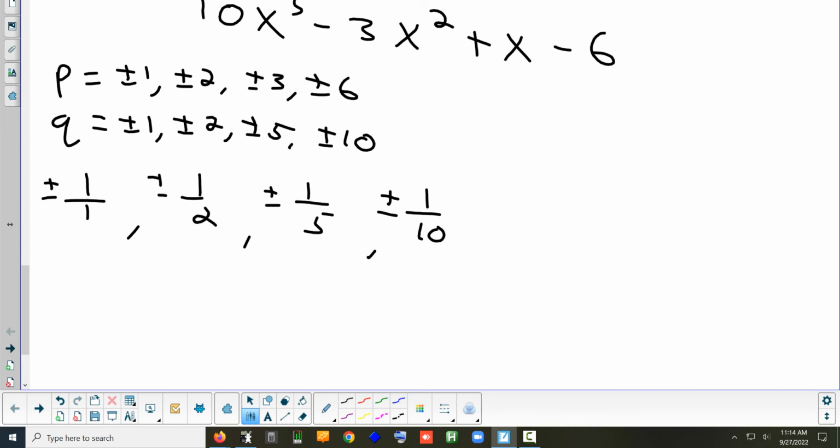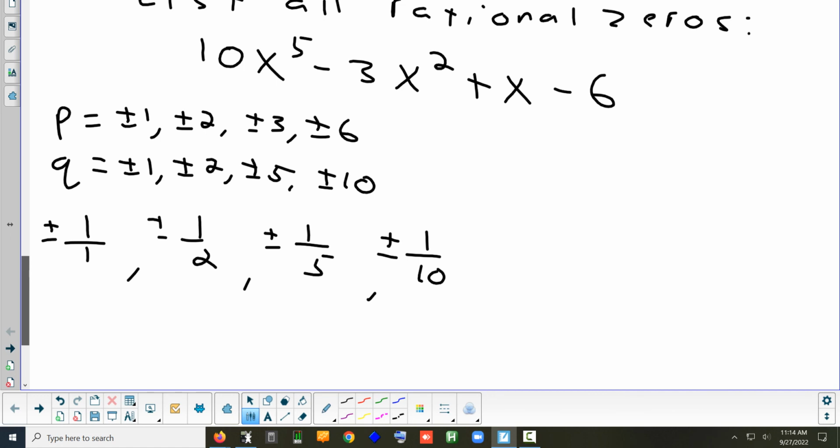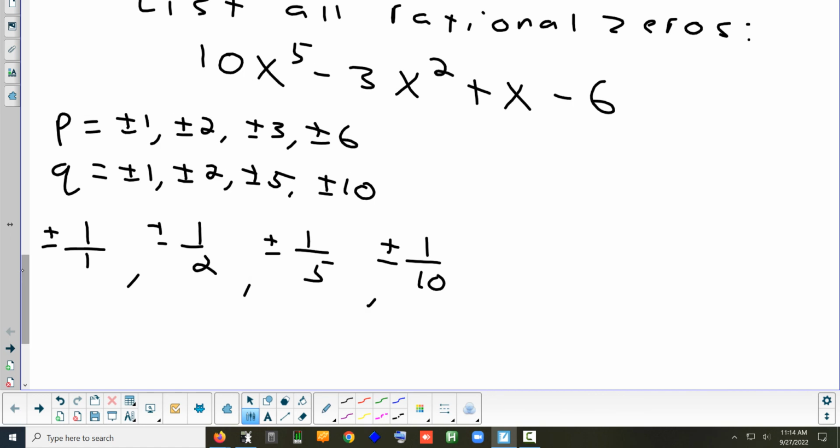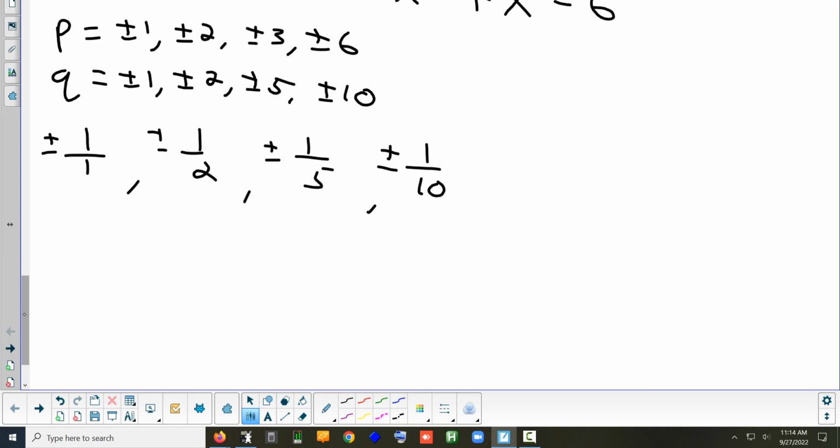Wait, why is that for P? Because P is the factors of the leading coefficient, and Q is the factors of the constant. Sorry, other way around. P is the constant, Q is the leading coefficient. Those look like the factors you wrote for Q. Well, the numbers in the top are the P, and the numbers in the bottom are all the different Q's. Oh.